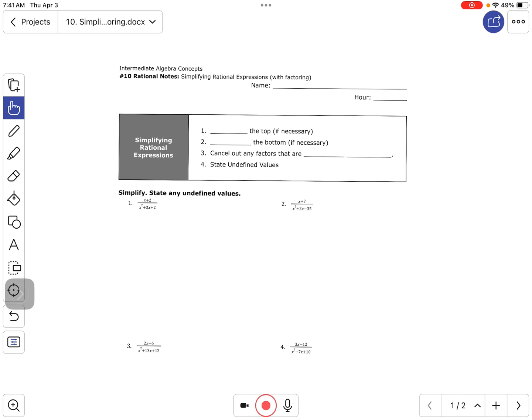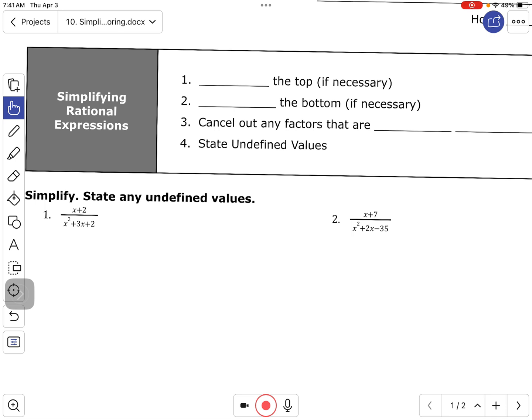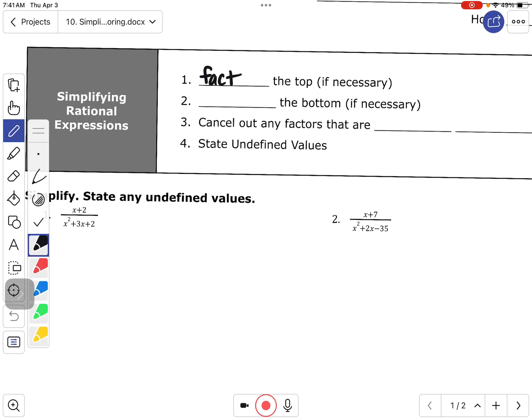Hey there, today we're going to be working on number 10, rational notes, simplifying rational expressions, and this is going to be with factoring. You guys factored before we started this rational notes unit, I think we started the trimester with this. When simplifying rational expressions, the first thing you want to do is factor the top of the fraction, the numerator, if it can be factored. And then, if necessary, you're also going to factor the bottom.